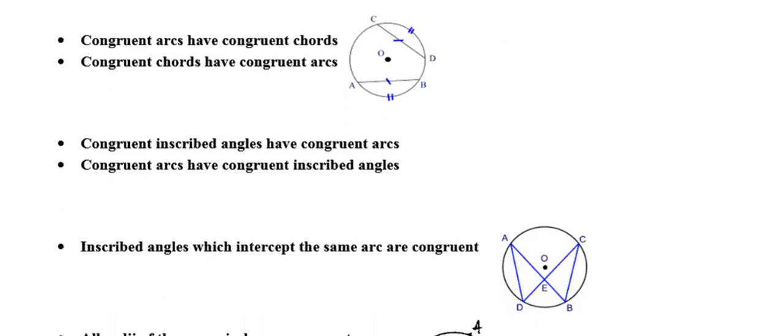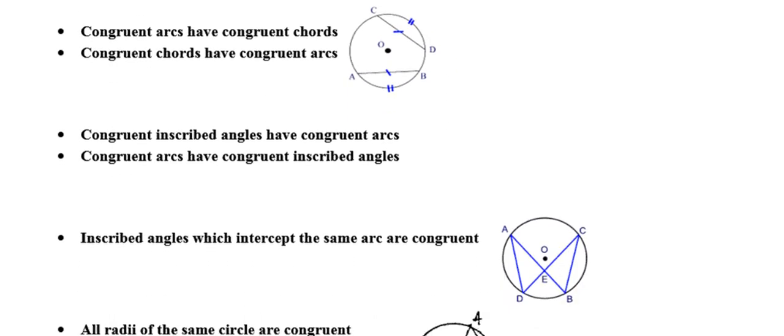The third one says anytime you have congruent arcs, like in the picture, they've marked arc CD congruent to arc AB, then the chords that are determined by those arcs have to be congruent as well. So in this case, chord CD would be congruent to chord AB.